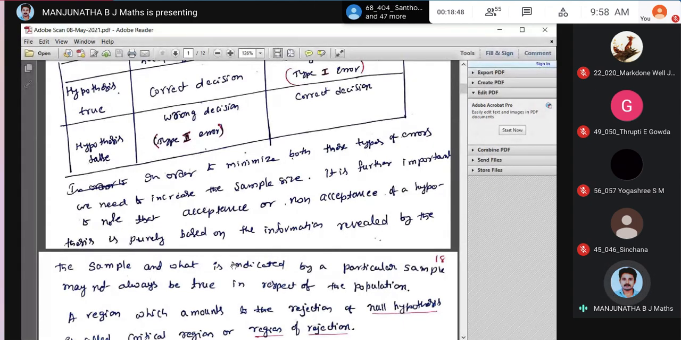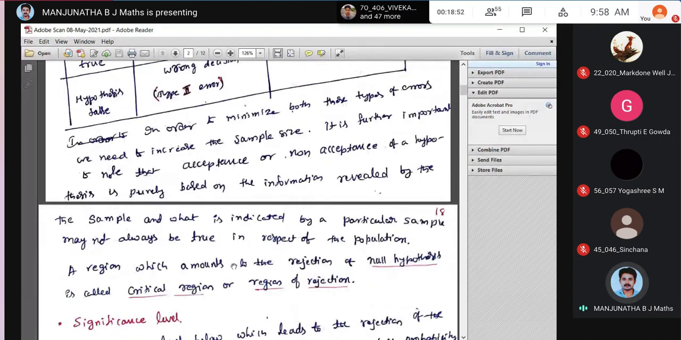That does not give the correct result, right? That is one of the results of the population. So a sample may not always be true in respect of populations, right? So you have to collect more samples. You go with the study with more samples, a more number of samples. You have to study that.